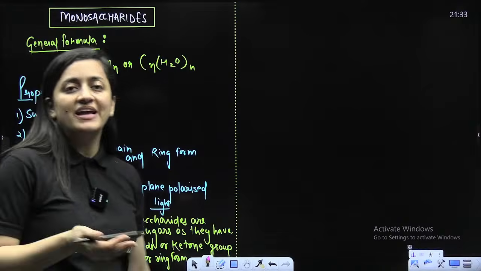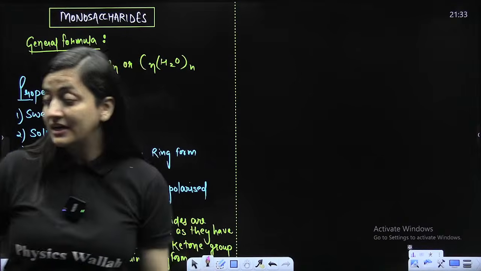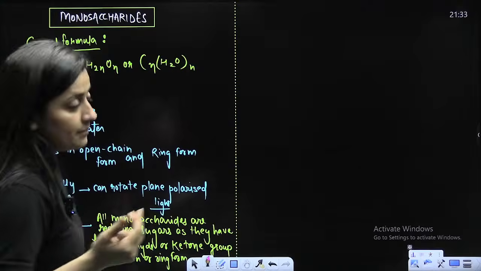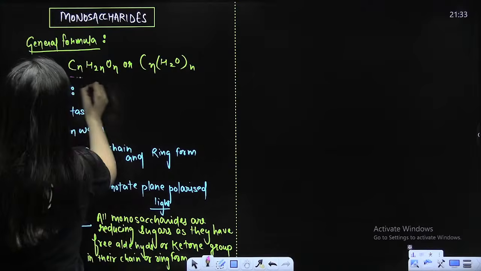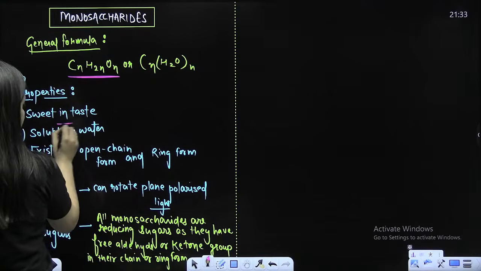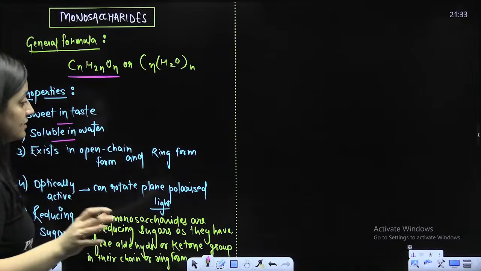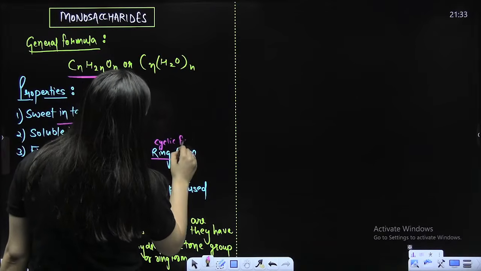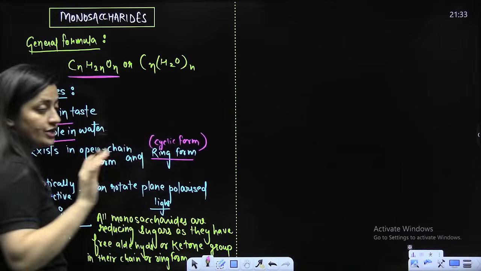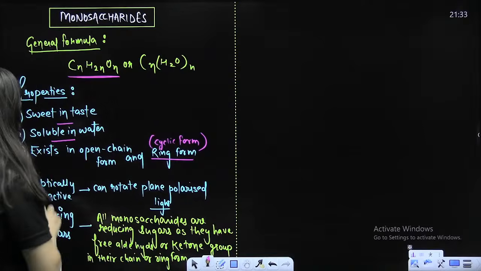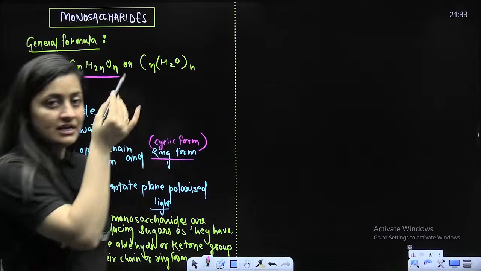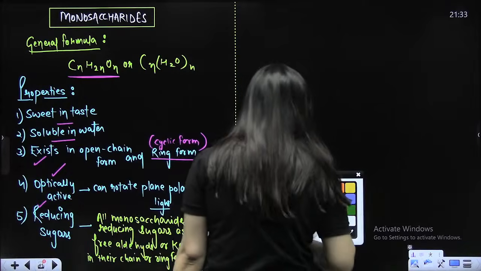What is the meaning of plane polarized light? What is the meaning of being optically active? We will also discuss what dextrorotatory and levorotatory are. But it is simple. This is the monosaccharide. Their general formula is this. They are sweet in taste, soluble in water. Two forms are there: the cyclic or ring form, and the open chain form. Optically active and reducing. These three things we will discuss later, but first let's talk about the classification.